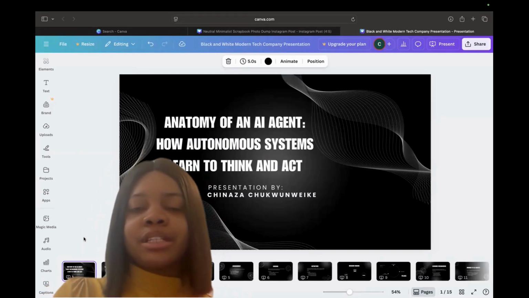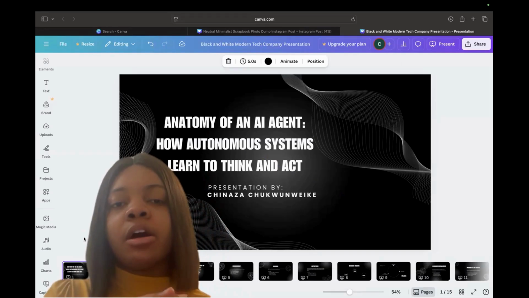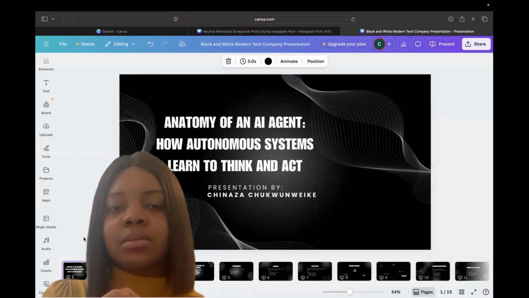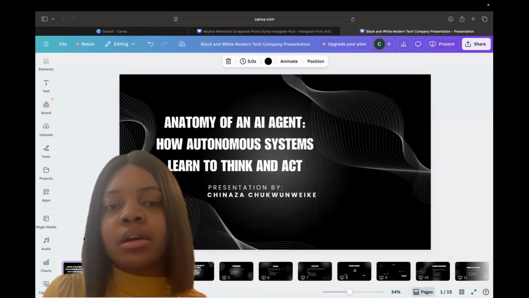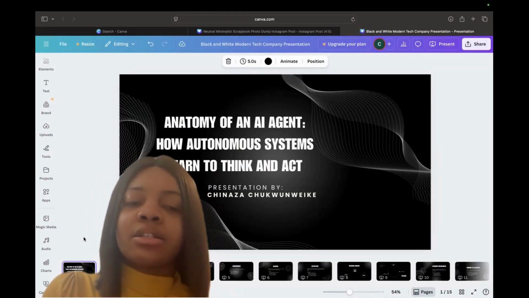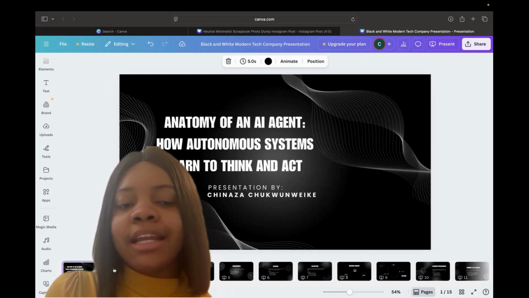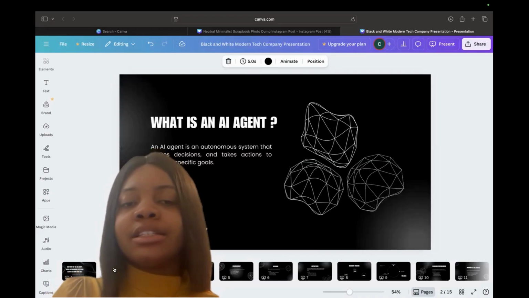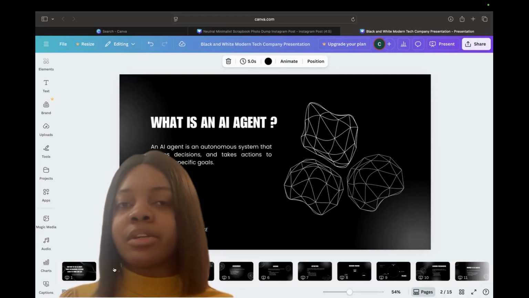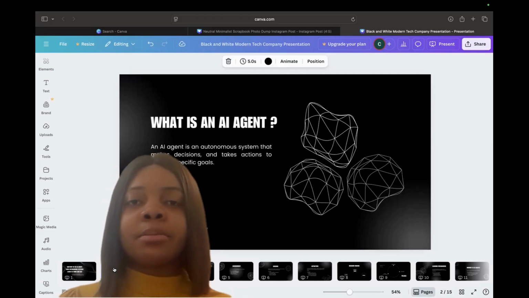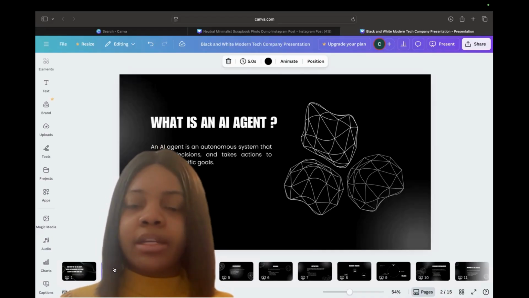And in this presentation, I'm going to be taking us on the topic anatomy of an AI agent, how autonomous systems learn to think and act. Before we delve into the components of an AI agent and its anatomy, I first of all want to describe what an AI agent actually is. An AI agent is an autonomous system that makes decisions and takes actions to achieve specific goals. So an AI agent perceives, it acts, it adapts, it is goal driven, it's accustomed to the particular situation at hand, and it gets feedback and acts based on that feedback it's gotten.